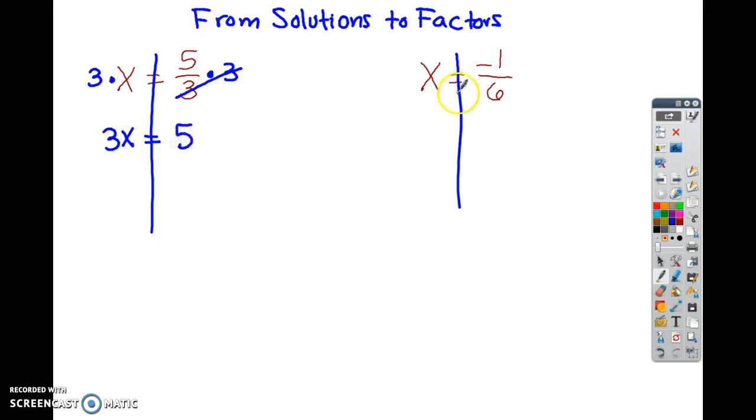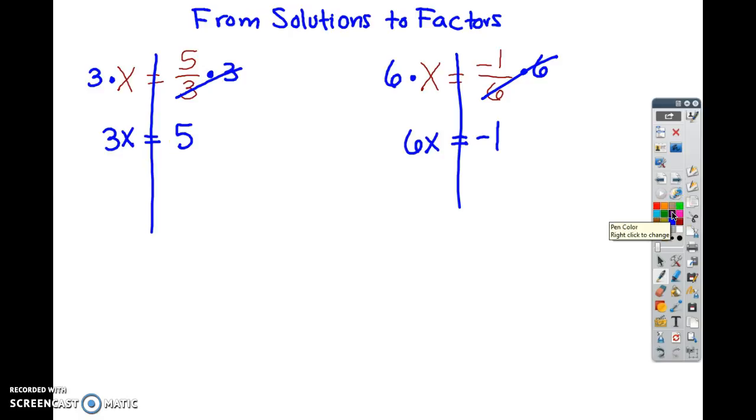Same thing over here. In order to get rid of this fraction, you would multiply by 6 on both sides. Get rid of the denominator. 6 times x is 6x equals, bring down the negative 1. If you did not understand that, you need to rewind and watch it again.